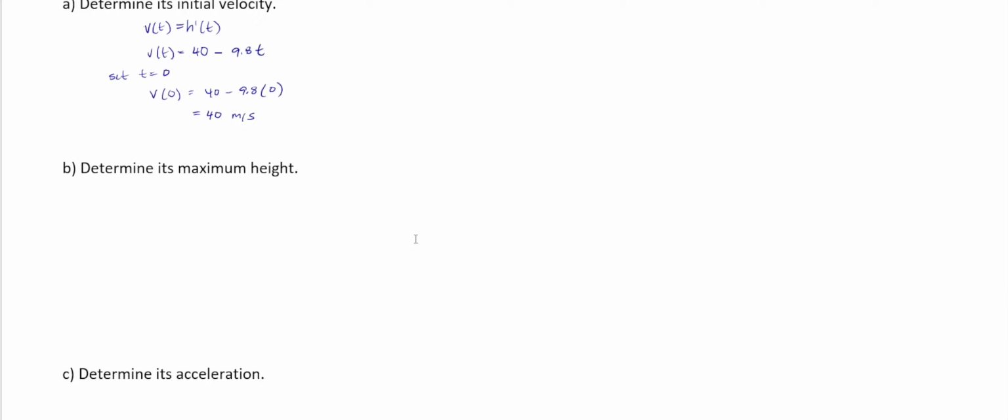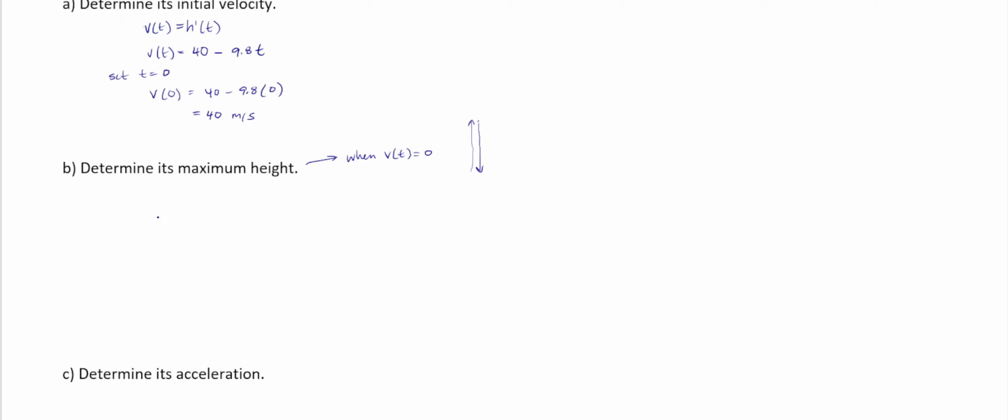Determine its maximum height. So its maximum height is going to happen when v(t) is equal to 0. So you might think, well, why is that the case? Why is the maximum height when it stops? Well, recall that if you fire something upwards, it's going to go upwards like this. And then when it's at its maximum height, it's going to stop instantaneously before it then goes back down. So I'm going to find the time when velocity is equal to 0.